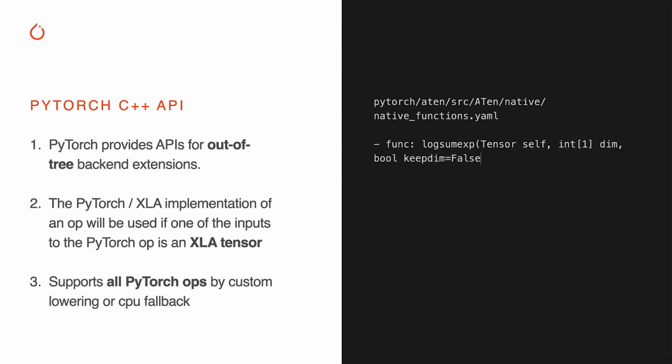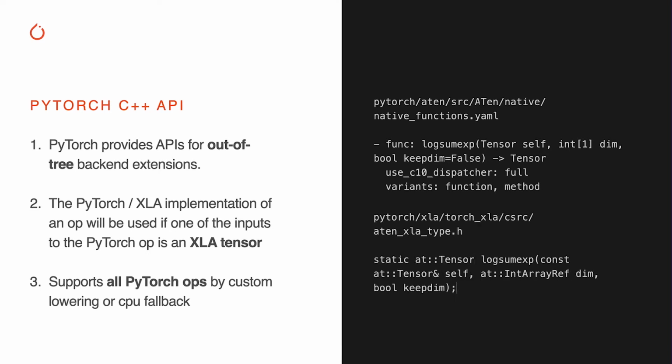PyTorch provides APIs for out-of-tree backend extensions. PyTorch's native_functions.yaml file defines function prototypes for different PyTorch operations that can be overridden. Backends like PyTorch XLA can implement these operations. The PyTorch XLA implementation of an op will be used if one of the inputs to the PyTorch op is an XLA tensor. PyTorch XLA supports all PyTorch ops by custom lowering or CPU fallback.